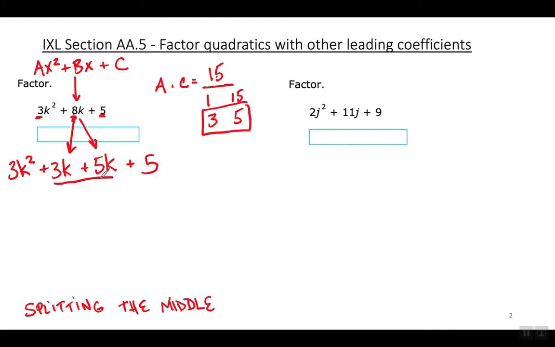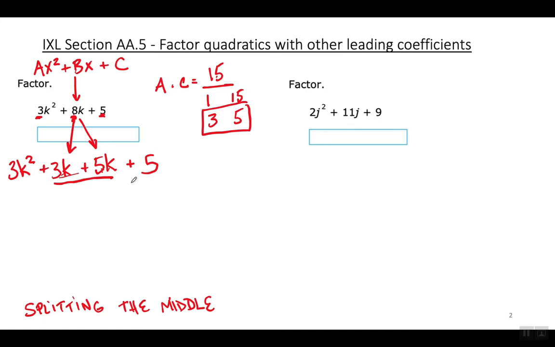Okay, why is it called splitting the middle? Notice the two terms in the middle. If I add 3k plus 5k, I get what was here originally, 8k. I'm just using these numbers, okay? Si yo sumo estos dos términos, me da lo que tenía aquí originalmente antes de romperlo en dos pedazos, okay?